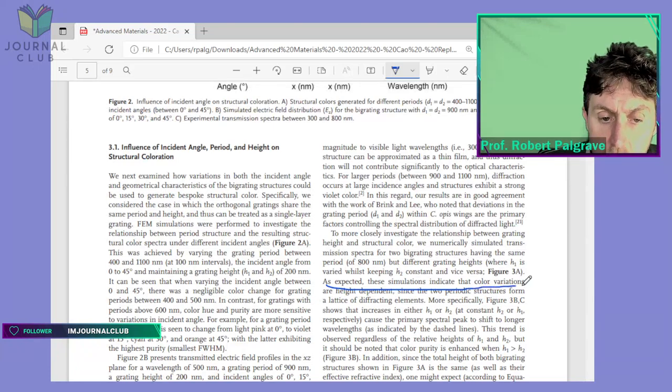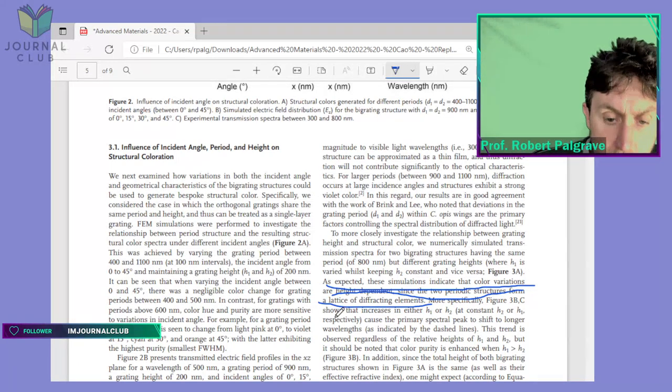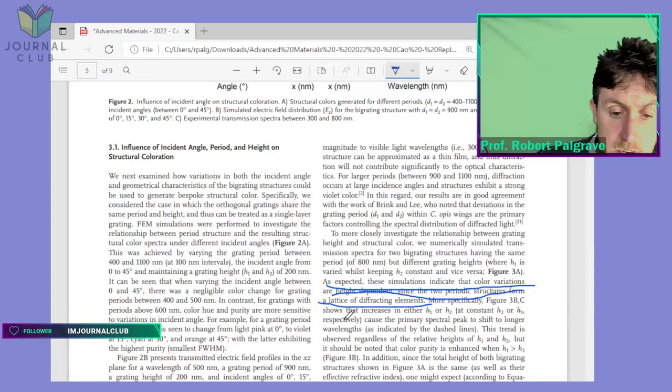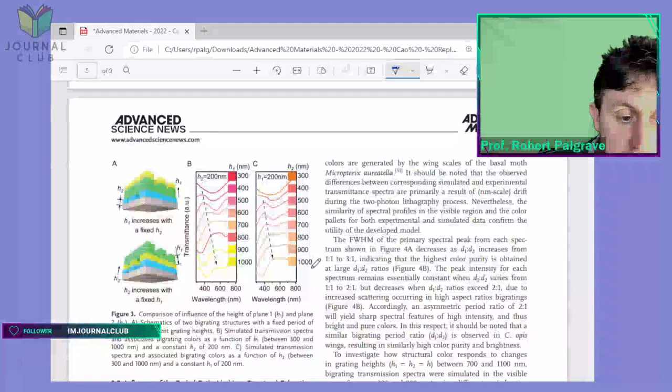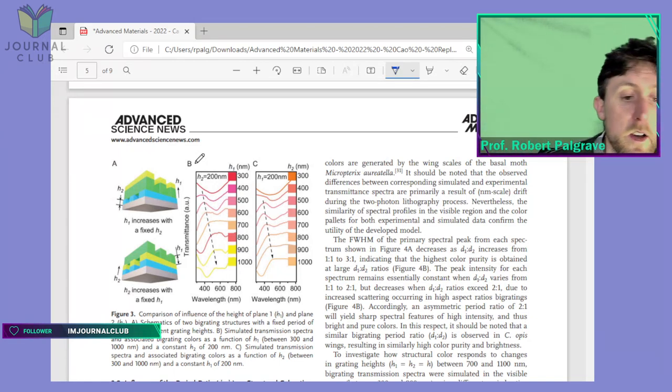As expected, these simulations indicate that the color variations are height dependent, since two periodic structures form a lattice of diffracting elements. More specifically, figure 3b and c shows that increases in either H1 or H2, at constant H2 or H1 respectively, cause a primary spectral peak to shift to longer wavelengths, as indicated by the dashed lines. Okay, let's have a little look at this. So now they're changing the height. So above, they were changing the size of the grating. Now they're changing the height of the grating. And again, we can see, I think this is simulated now.